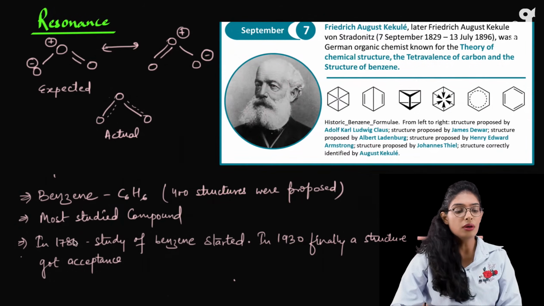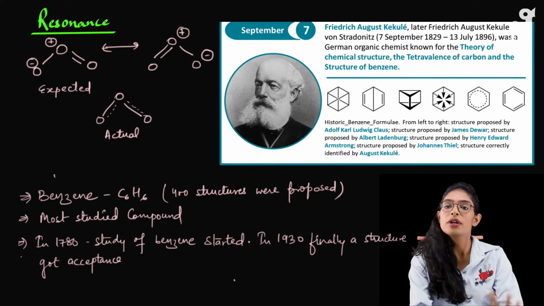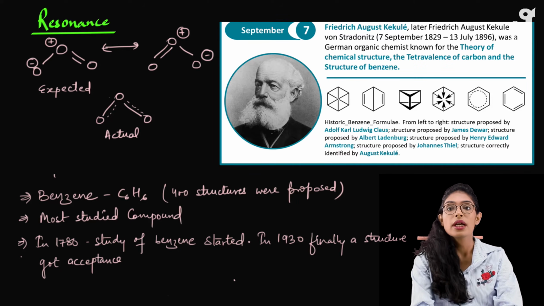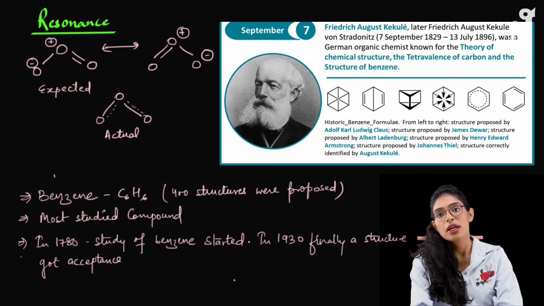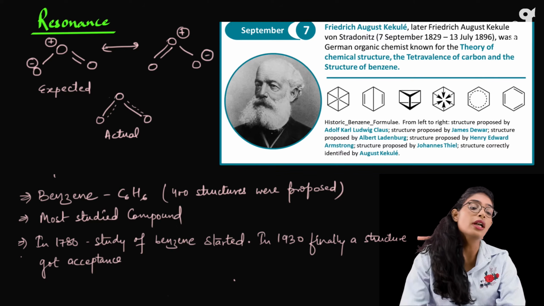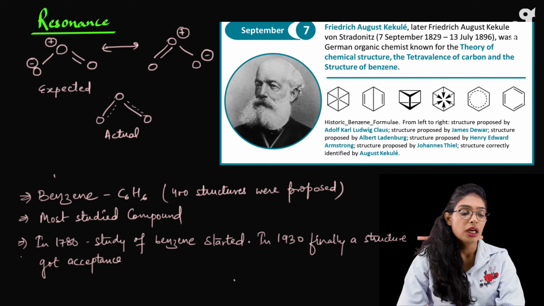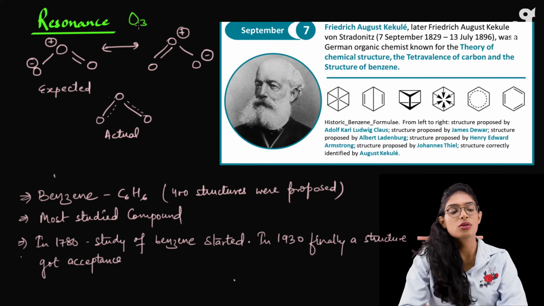Okay, so now let's begin with resonance. We have understood conjugation now, we have got a basic understanding of conjugation, and now we will understand resonance. Before we start with resonance, I'll show you the structure of O3. All of you would have done in chemical bonding what O3 is and how the structure of O3 looks.